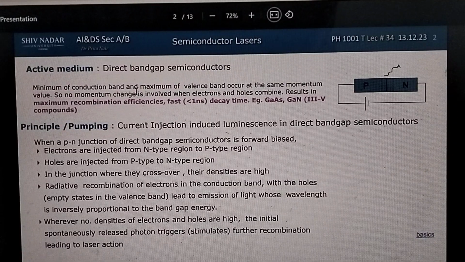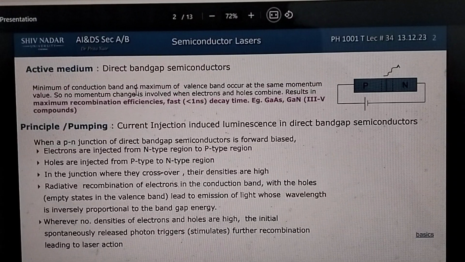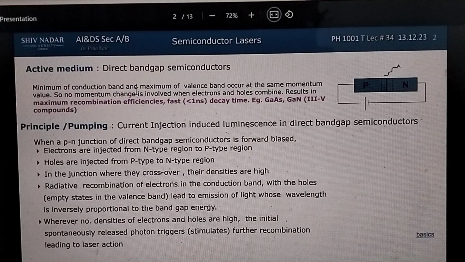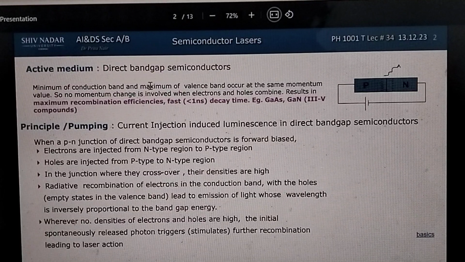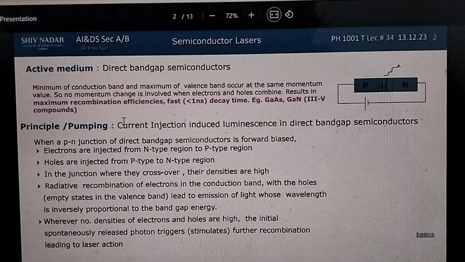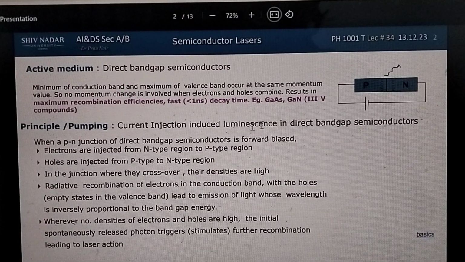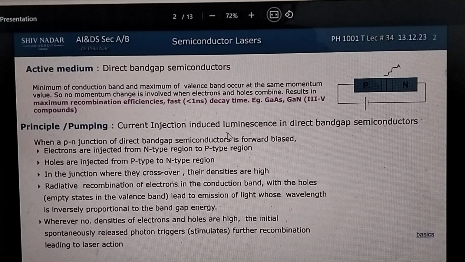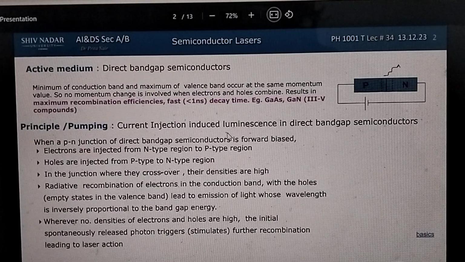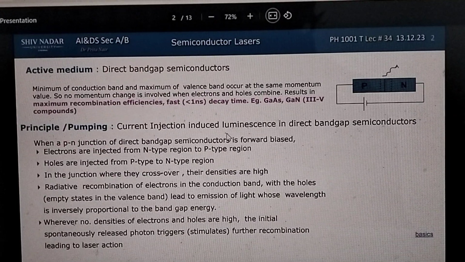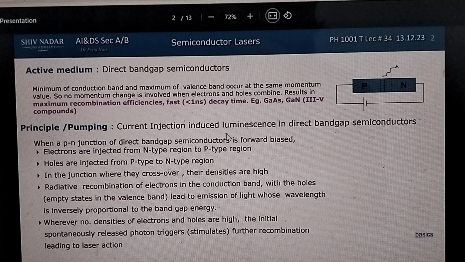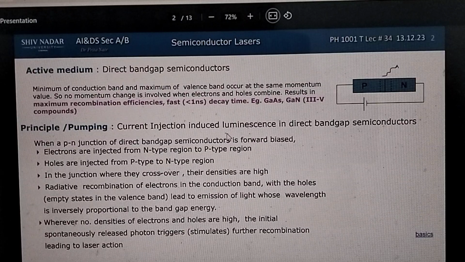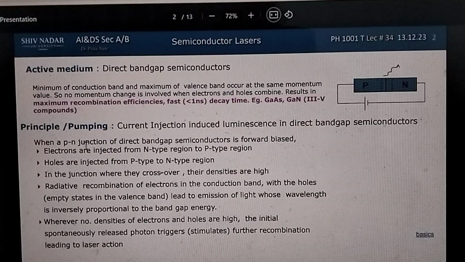So what we need to know about them in the context of semiconductor lasers is that the active medium in an SC laser is always a direct band gap semiconductor. The pumping mechanism is injection current induced luminescence. So if you remember from classification of lasers based on pumping mechanism, we had optical, electrical, chemical, and the fourth was something called injection current or current injection. So that is the pumping mechanism here. So what exactly is this about?